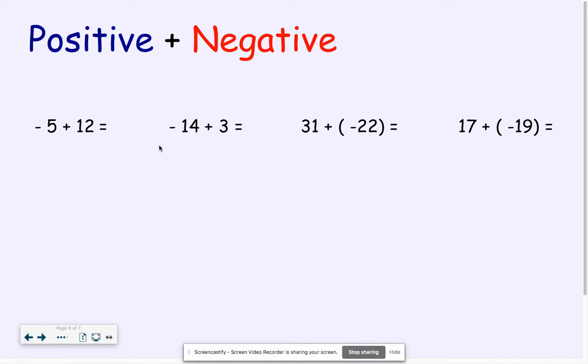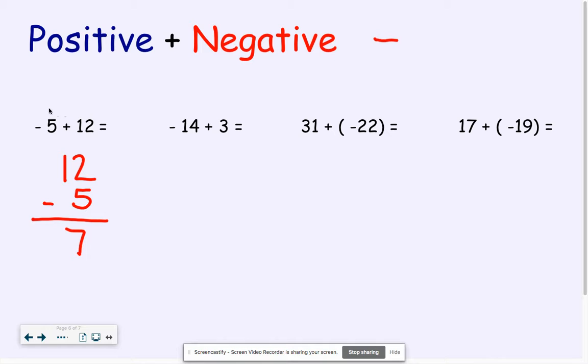This is where it's a difference. We are going to actually just subtract our two amounts. We're not going to worry about the negative symbol right now. We're going to put the bigger number on top, and we're going to subtract the smaller amount. 12 minus 5 is 7.